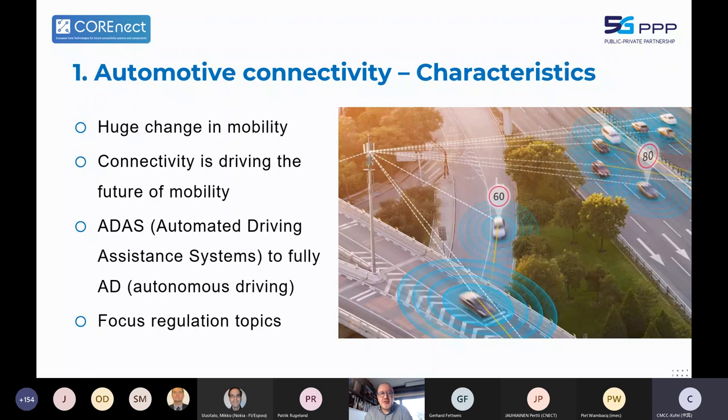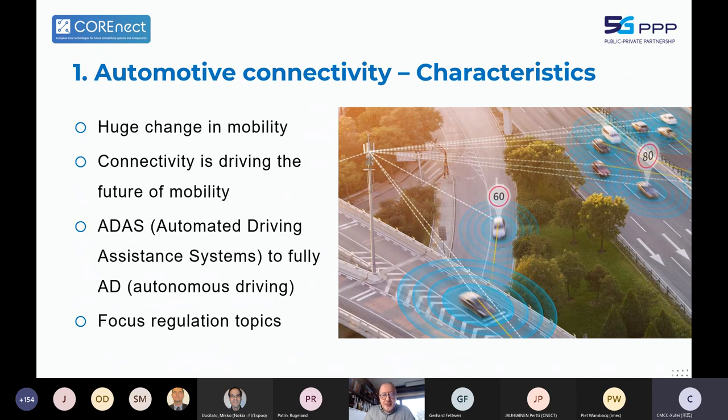So let me start with automotive connectivity. What we see, there is a huge change in mobility. Connectivity is really driving the future of mobility. If you look to modern cars, they are equipped with different types of sensors, cameras, radars, LiDARs, and all is needed to evolve from what we call ADAS towards fully autonomous driving. In most of the modern cars, there are already features which help, for example, like automated parking, like automatic cruise control, assisted cruise control, etc.